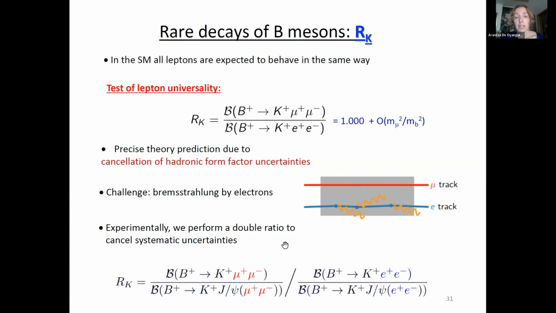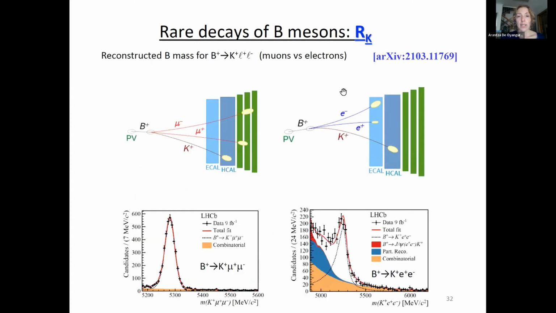And experimentally, at LHC, to cancel systematic uncertainties we refer to some specific channel, for instance the J/psi, which also decays into muons or into electrons. Then what we do is a double ratio, and we cancel many of the uncertainties at the experimental level.